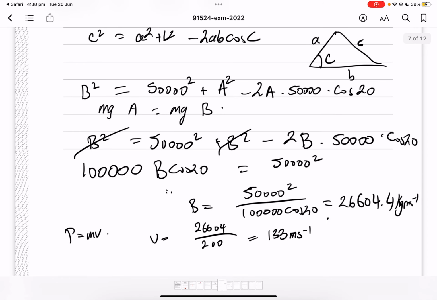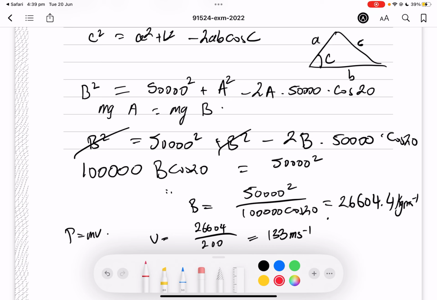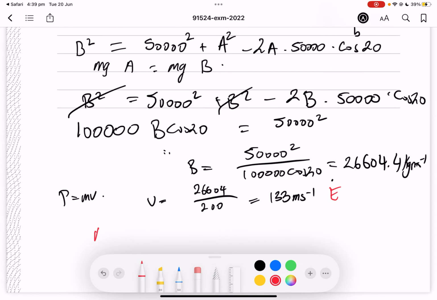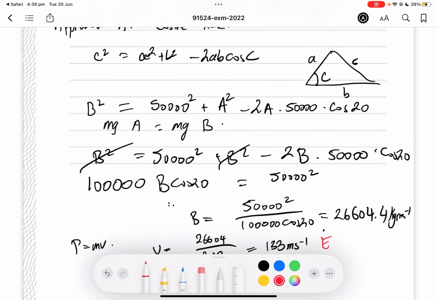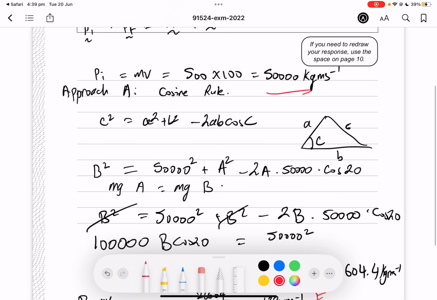So 133 meters per second is our final answer for this question, and this is an excellence level question if you can get the correct answer. To get a merit, you can have up to one error. So merit is one error, and for an achieved, a correct calculation. Okay, so initial momentum is calculated. That is an achieved there.